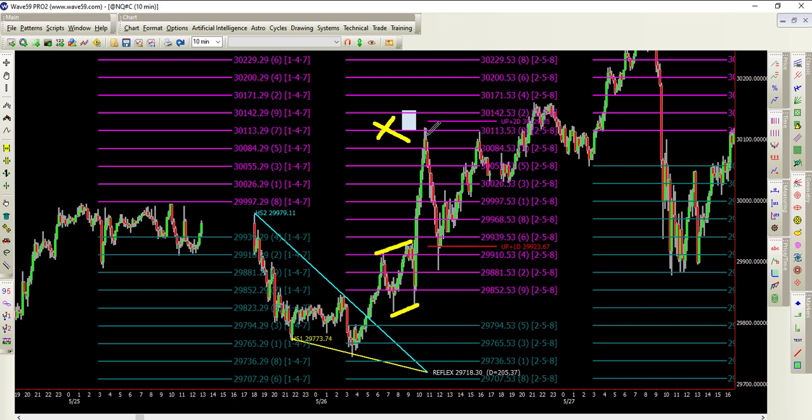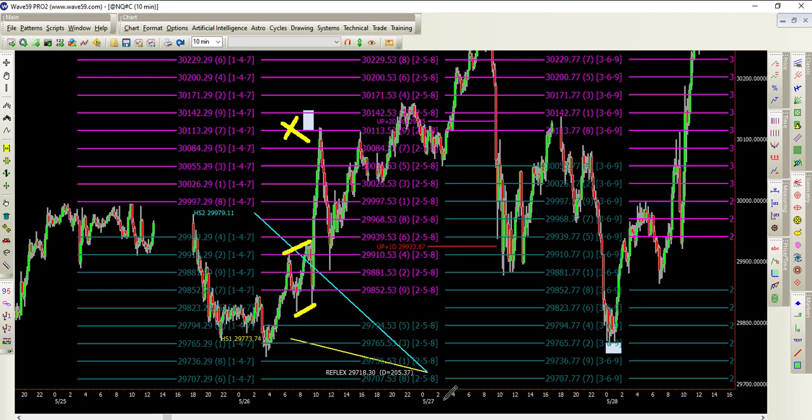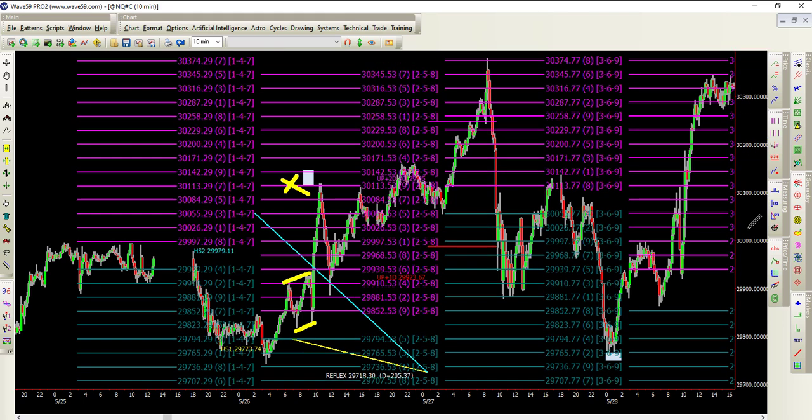So there it is, my friends. What is this instrument? This is NQ. You don't even have to know what it is. We picked up this. We picked up this, right? We picked up this.